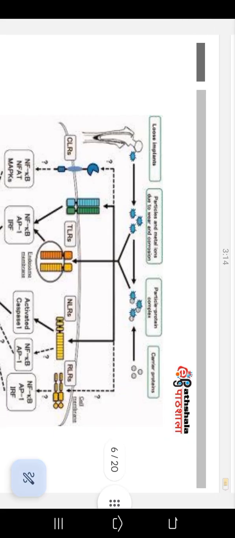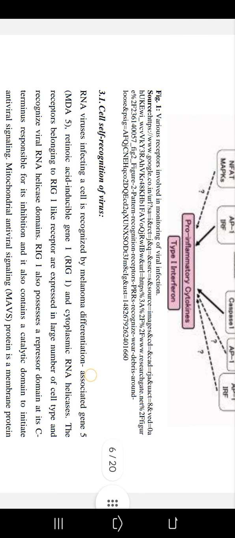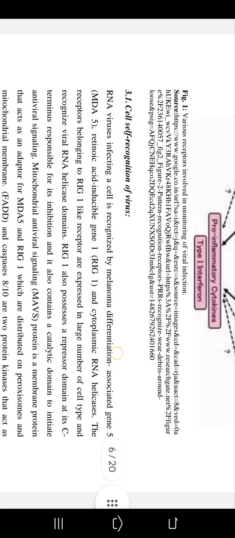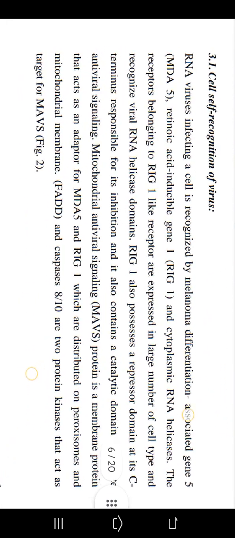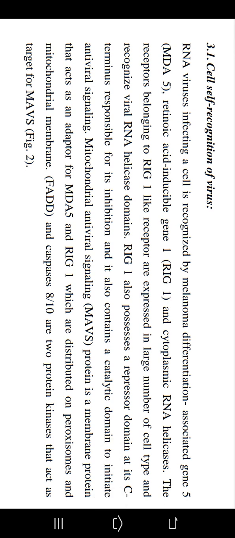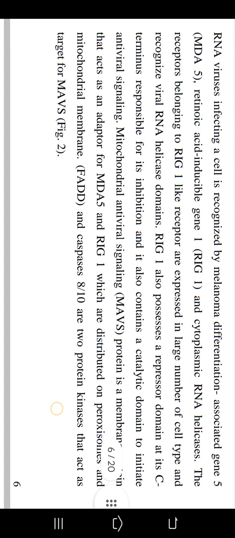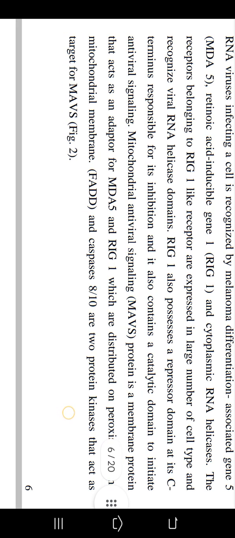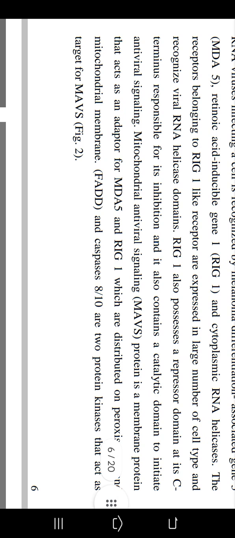You can see this representation which indicates various receptors involved in monitoring of viral infection and self-recognition of virus. An RNA virus infecting a cell is recognized by melanoma differentiation associated gene 5 (MDA5), retinoic acid inducible gene 1 (RIG1), and cytoplasmic RNA helicase. The receptors belonging to the RIG1-like receptor family are expressed in a large number of cell types and recognize viral RNA via helicase domains. RIG1 also possesses a repressor domain at its C terminus responsible for its inhibition, and it also contains a catalytic domain to initiate antiviral signaling.